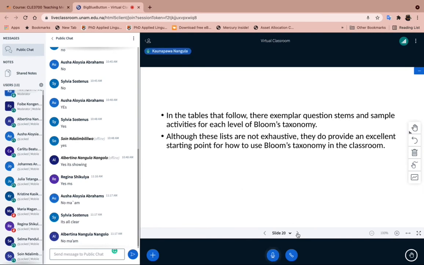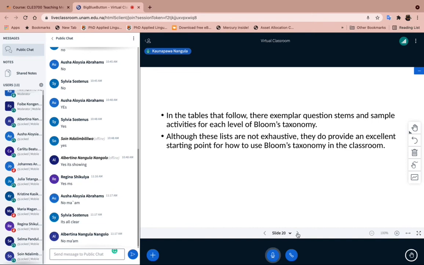I've repeated myself there. Now we're going to look at some examples of question stems and sample activities for each of the Bloom's Taxonomy levels. All right, we'll see them below. Remember that this is not the only list that we have regarding these levels. The types of activities and question stems that we have are not the only list, but it's a good starting point.